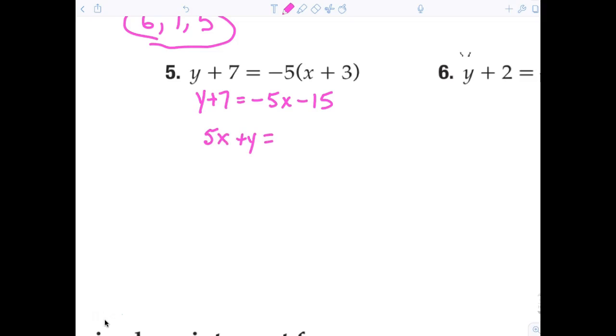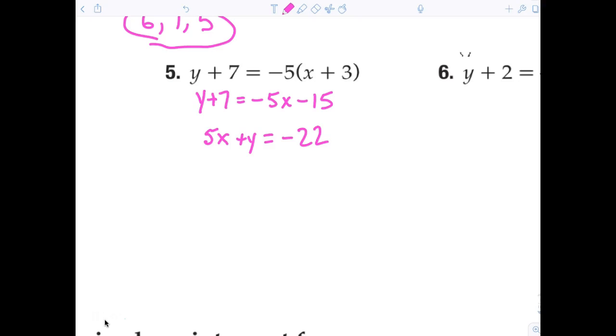Now the 7 is out of place. So I have to move the 7 from the left to the what? To the right. So if I move 7 to the right, it's going to be negative 22 altogether. Perfect. All right, does anybody have any questions with that now?